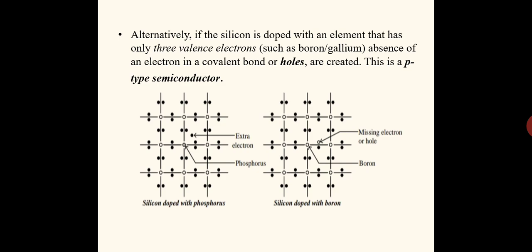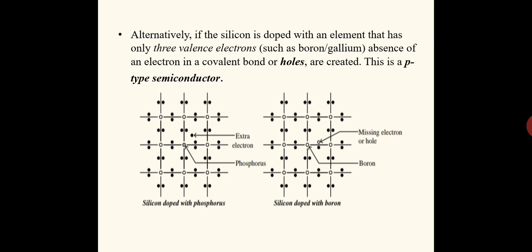The silicon is doped with an element having only 3 valence electrons. Examples of 3 valence electron elements are boron or gallium. So what happens is, while forming the combination, silicon has 4 valence electrons, but the dopant has only 3. So the 3 electrons of the dopant will form covalent bonds with 3 electrons of the silicon.